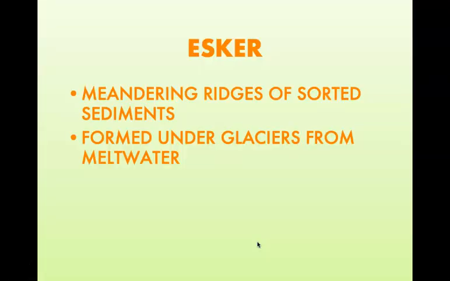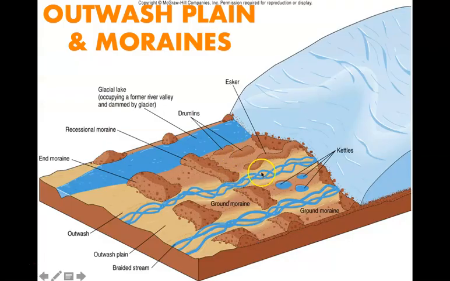An esker. An esker is formed underneath a glacier. It's a ridge of sediment, snake-like, okay? Kind of, esker sounds sort of snake-like, maybe. It's a mound of sediment left behind as a melt stream flows underneath a glacier. Right here.